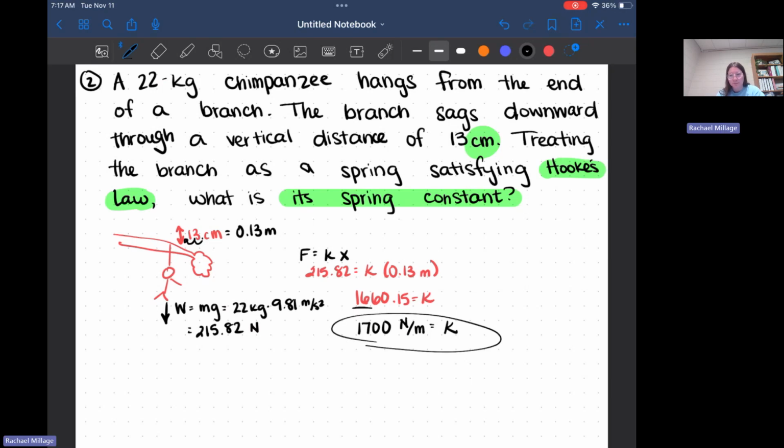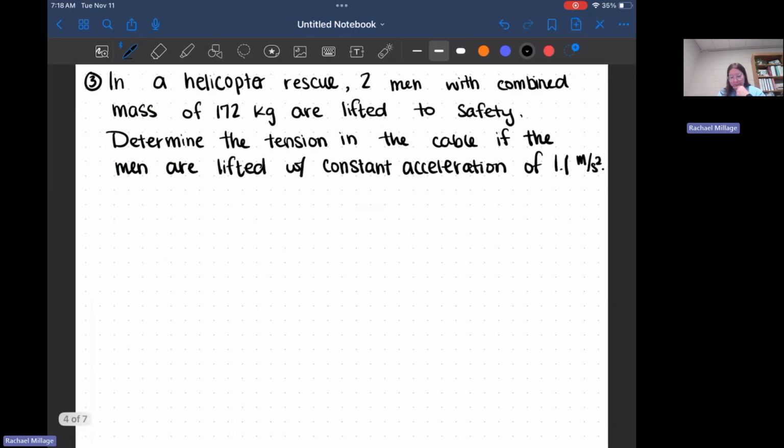So this one is a pretty strong spring, but if you think about it, it's a tree branch. So that would make sense. All right, moving on to the next problem.